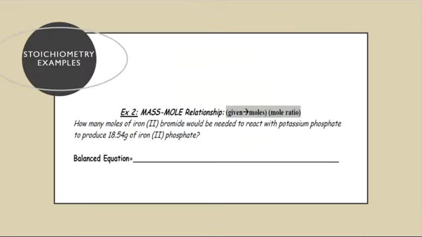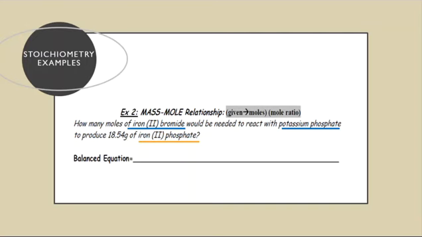We're going to go ahead and attempt to write our balanced equation by determining our reactants and products that are given to us. So it says in the problem, how many moles of iron 2 bromide would be needed to react with potassium phosphate. So right away we can see our 2 reactants are given to us there. And then it says here to produce iron 2 phosphate. So that's going to be one of our products.